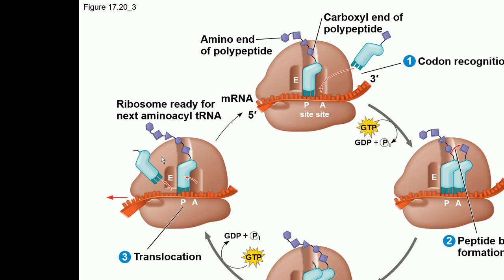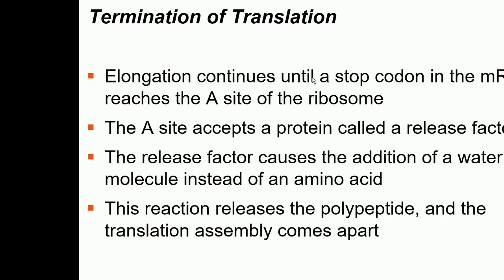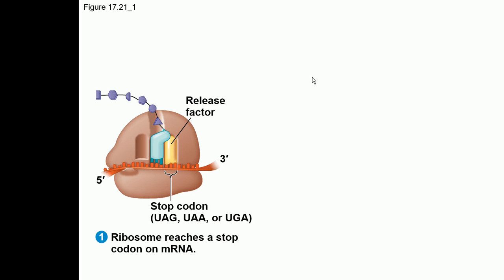This is elongation. This will keep on going till there is a stop codon on the mRNA, and that is the termination of translation. So when there is a stop codon on the mRNA, at this point there is not a recruitment of the transfer RNA here in the A site, but instead there is the recruitment of the release factor.